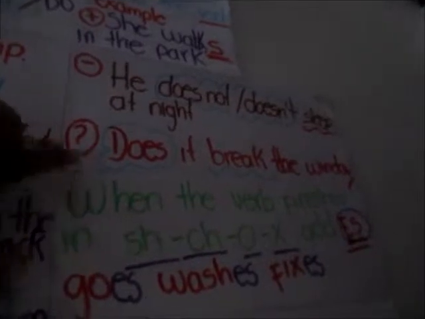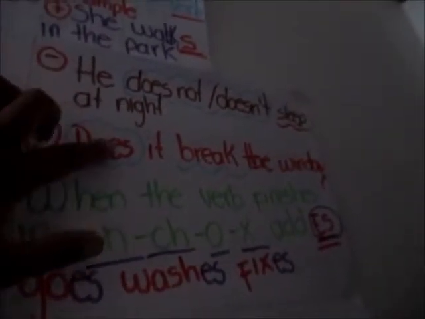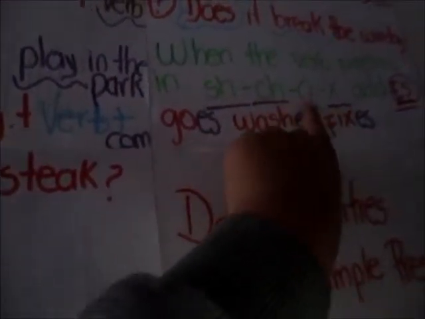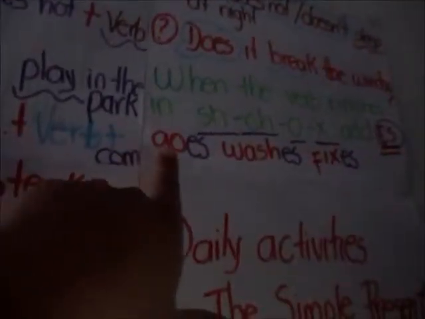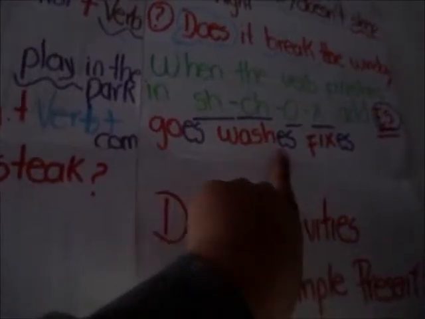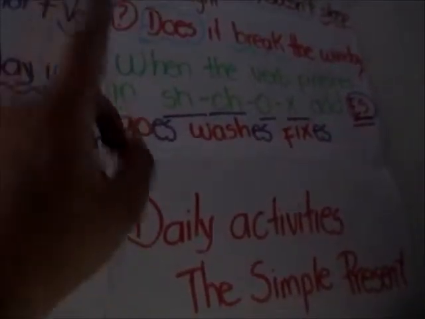The interrogative sentence, auxiliary does, the subject, the verb, and the complement. Does it break the window? You don't need to add the s to the verb because you have the auxiliary. When you have a verb that finishes in sh, ch, o, or x, you add es. For example, goes, washes, and fixes. Remember, when it finishes in sh, ch, o, and x.